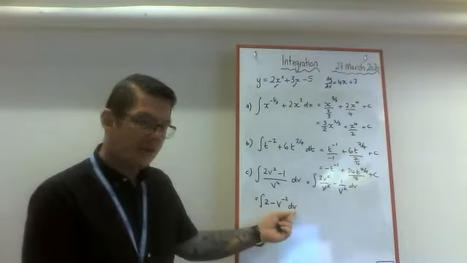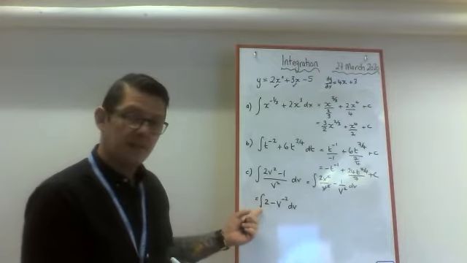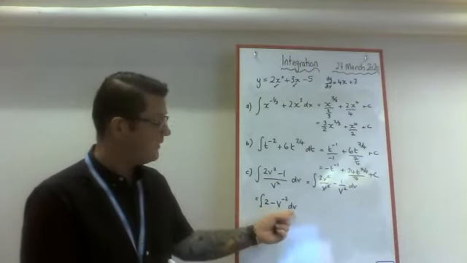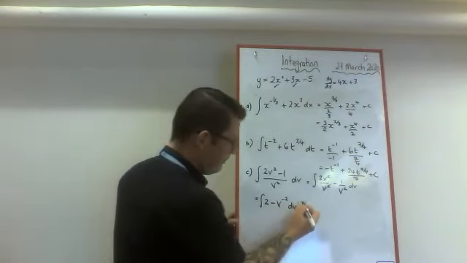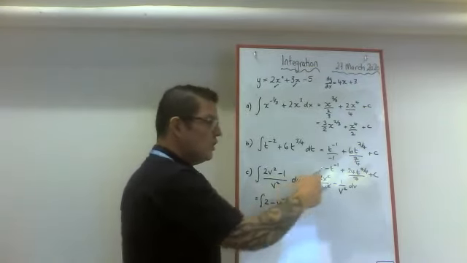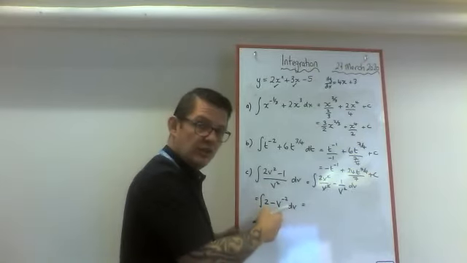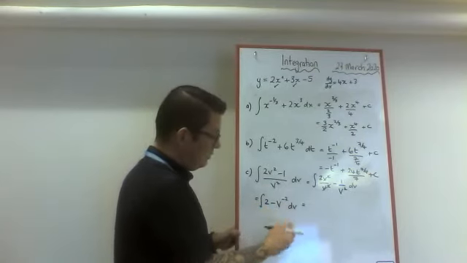I still haven't integrated, so my integral sign there, this elongated s, is still there. My dv is still there. It's only when I've actually integrated will they disappear. And I've had to manipulate it so that I've got two terms that I can now integrate like I would do before.